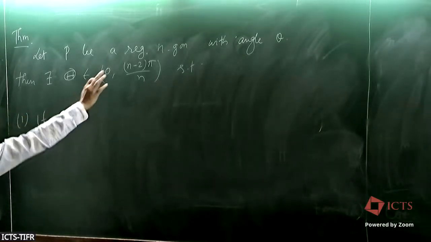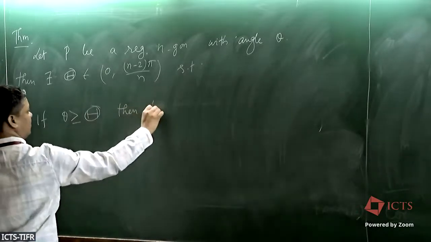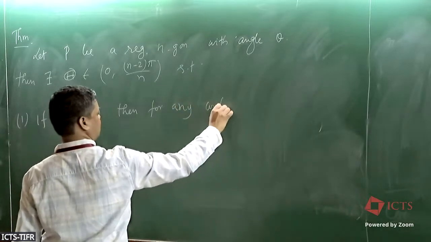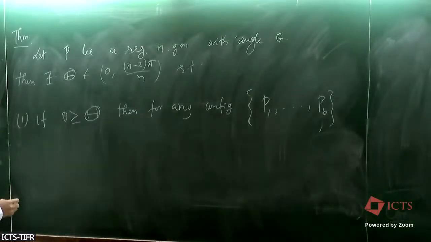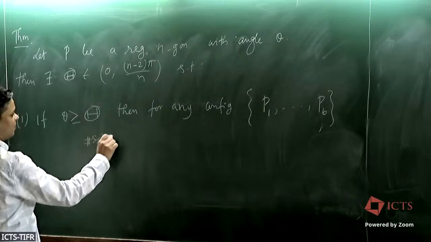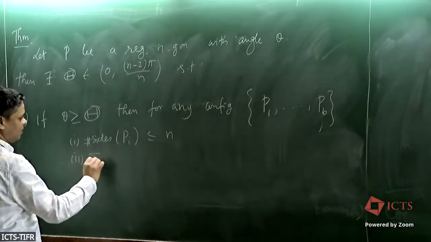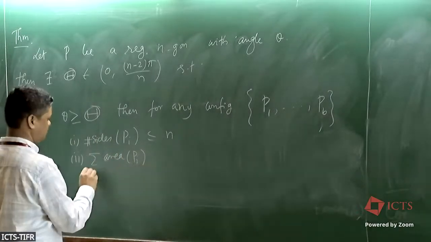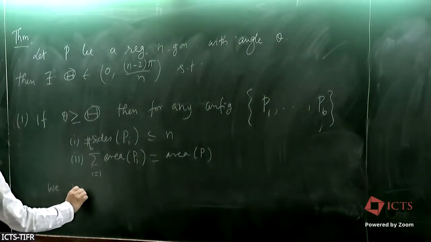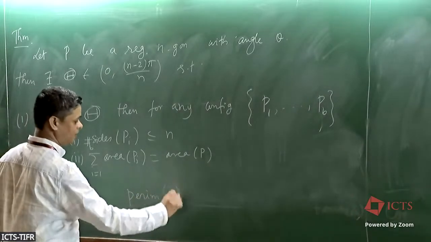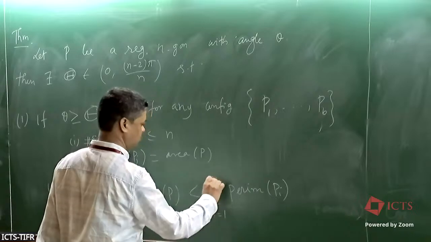if the interior angle theta is greater than or equal to capital Theta, then for any configuration P1 up to Pb of hyperbolic polygons with number of sides of Pi less than or equal to n and area sum, the sum of the areas of Pi over i equal to 1 to b, equal to the area of P, we have the perimeter of P is less than or equal to the sum of the perimeters of Pi, over i equal to 1 to b.